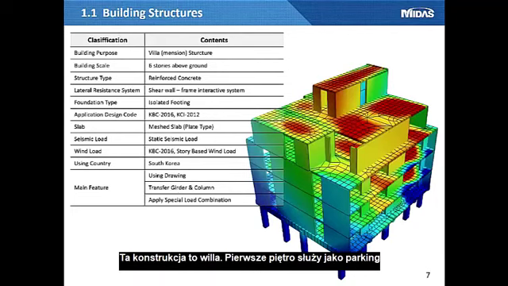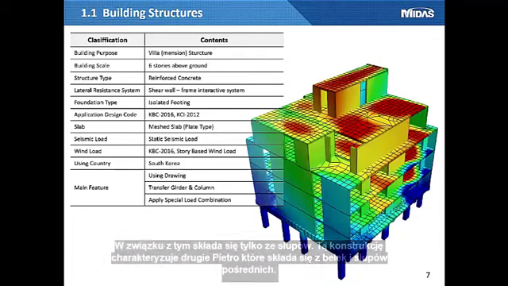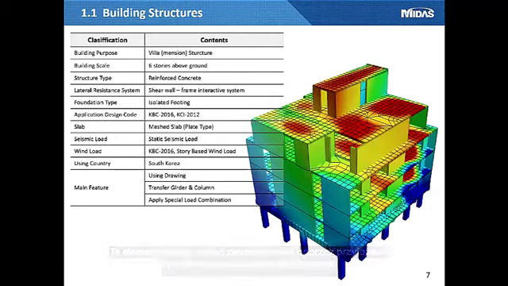This structure is a villa since the first floor is used as a parking lot. So it is composed of only column members. This structure is characterized by the second floor consisting of transfer beams and columns. Therefore, those members must be designed by applying a special seismic load.